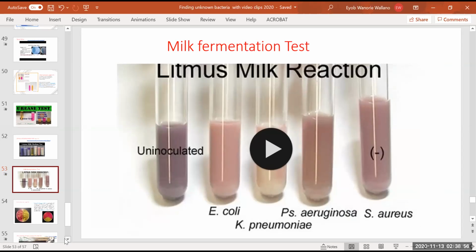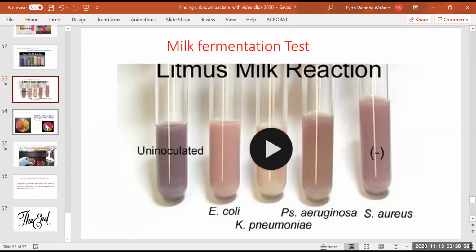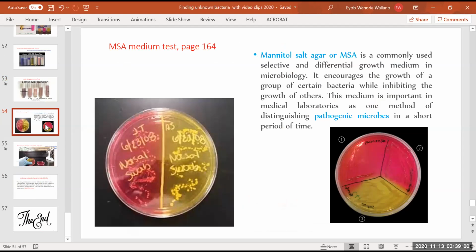It's very interesting. Now we are coming almost to the end. Look now, here we are going to have MSA. You have been doing three steps on unknown bacteria to find the staphylococcus and the streptococcus. Number one: staphylococcus has the coagulase enzyme, streptococcus has the streptokinase enzyme.